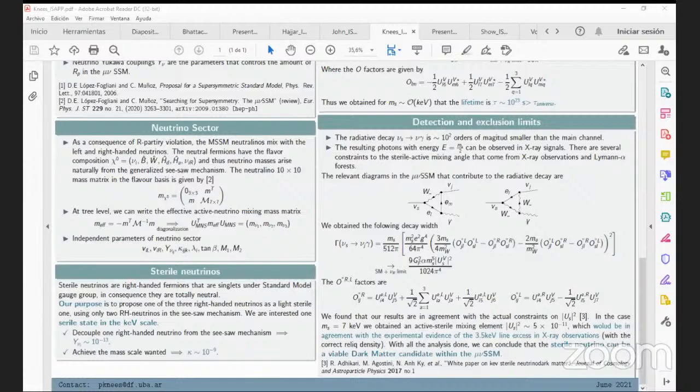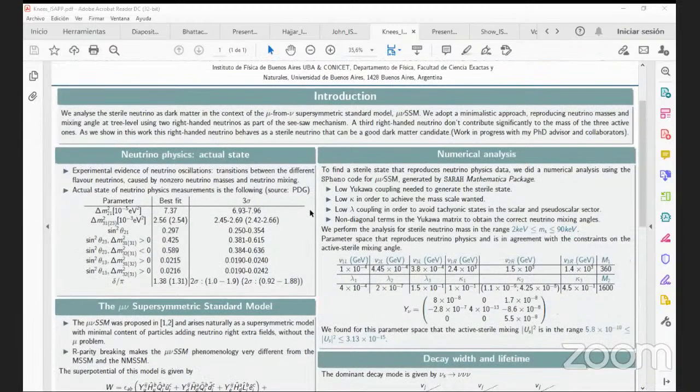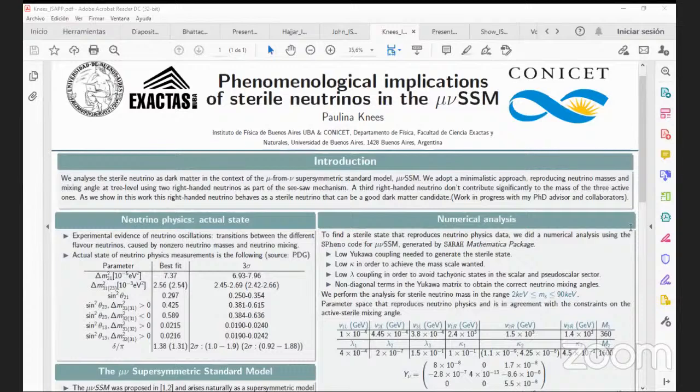The mass of the right-handed neutrinos is proportional to kappa. So if we want a keV scale, we need a low Yukawa coupling. If you can now go up a little bit more to the first column, yes.